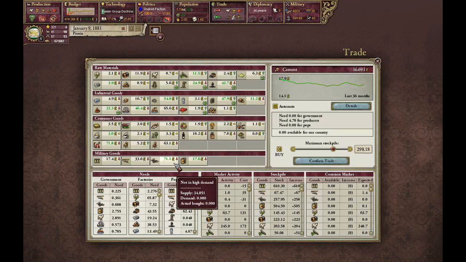So this is as for your economic strategy to follow.